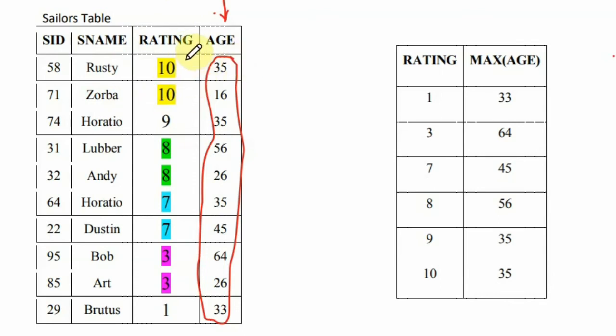For example, I want to find out the oldest sailor in the rating 10. I want to group the people in this 10 rating. So I want to make a group of 10 rating sailors, and likewise a group of 9 rating sailors, 8 rating sailors, 7 rating sailors and so on. Whatever values are in this particular column, I want to group them, and after that I want to apply the aggregate function. So how can we do that?